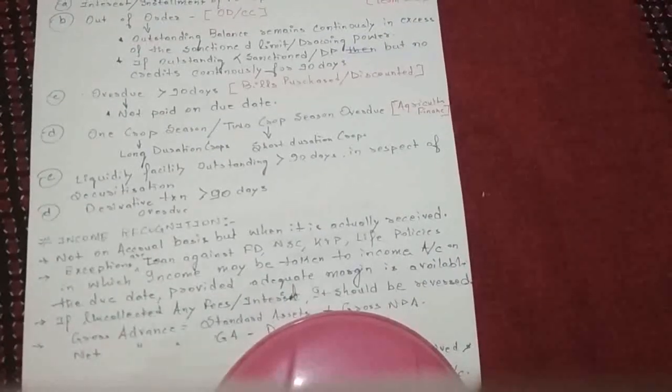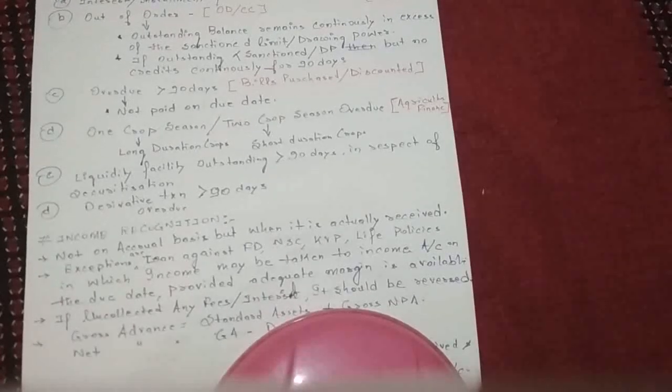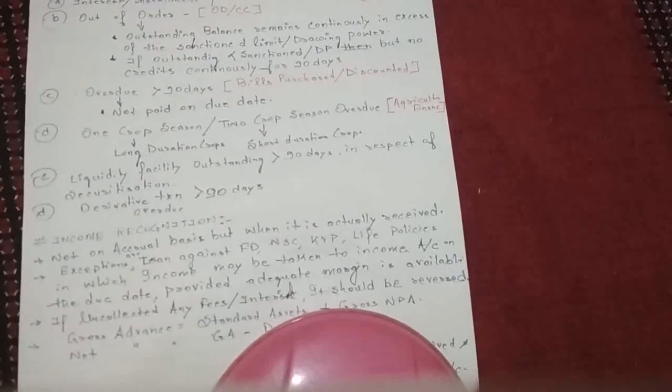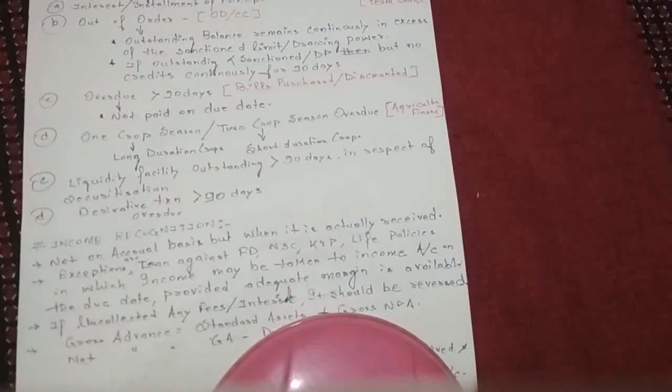Now derivative transactions greater than 90 days. Derivative, what is a derivative? It's from the securities market. If it is not paid for more than 90 days, then it becomes NPA.